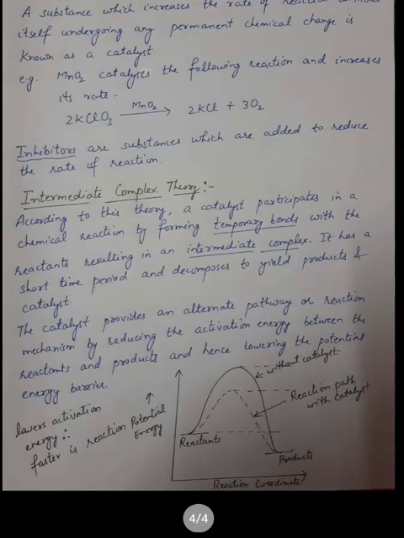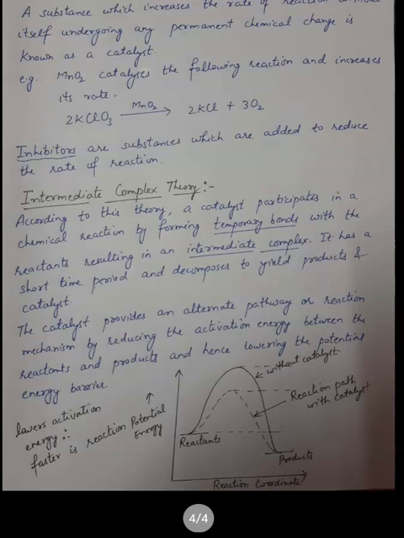Now the question is why the catalyst increases the rate of reaction. We have a theory, the intermediate complex theory. According to this theory, a catalyst participates in a chemical reaction by forming temporary bonds with the reactant, resulting in an intermediate complex. The intermediate complex has a short life and decomposes to form the product, and again the catalyst comes back in the reaction.